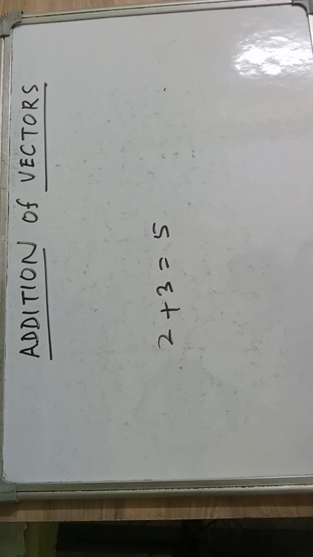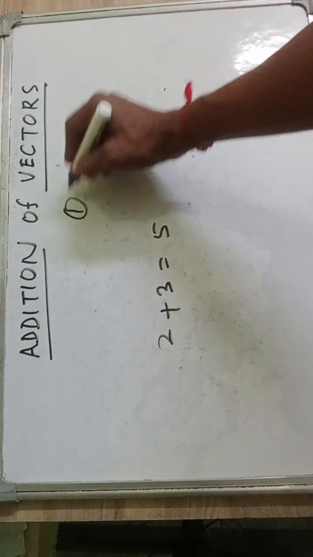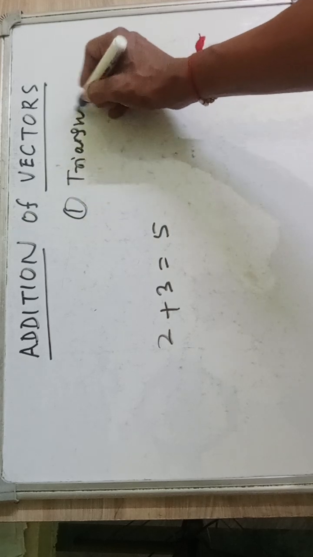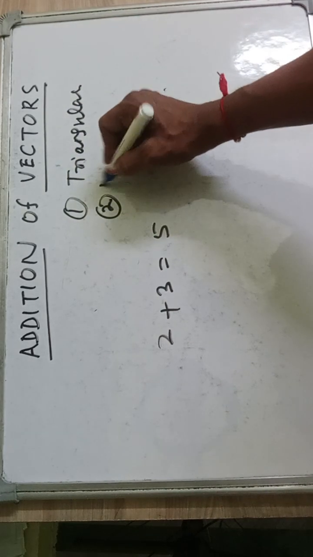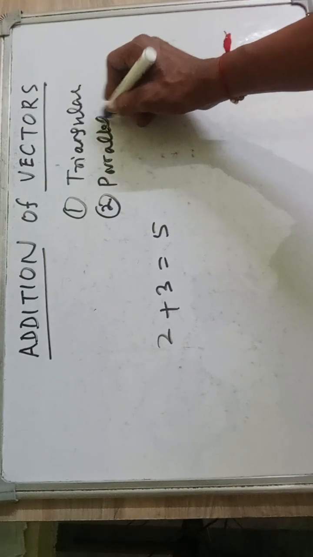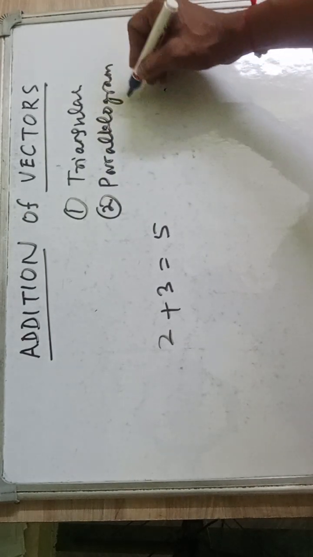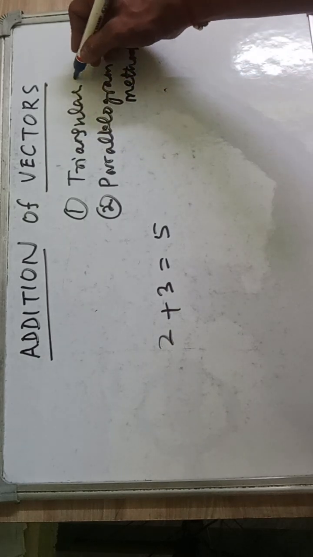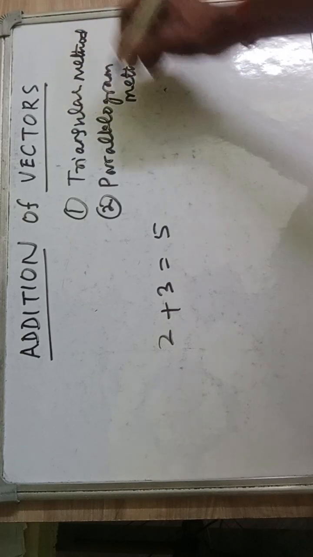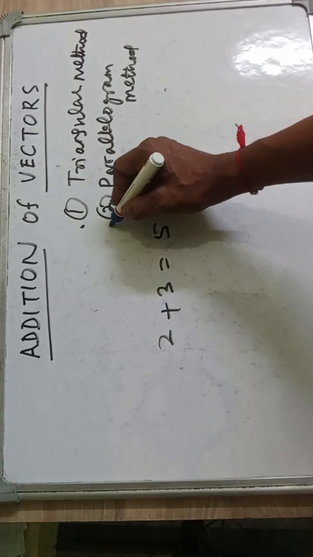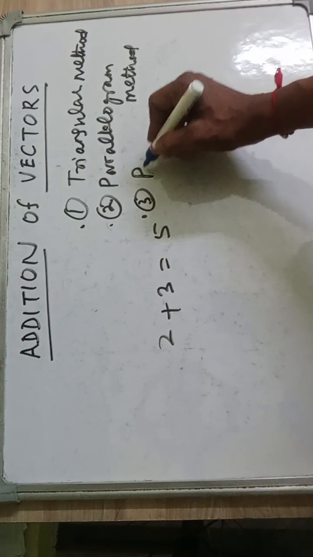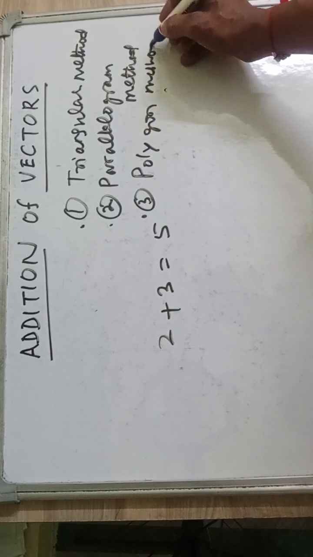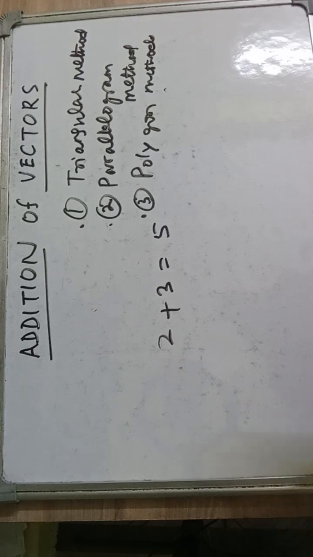One method is triangular method, another is parallelogram method of vector addition. First is triangular method of vector addition. Second is parallelogram method. Third is polygon method of vector addition.